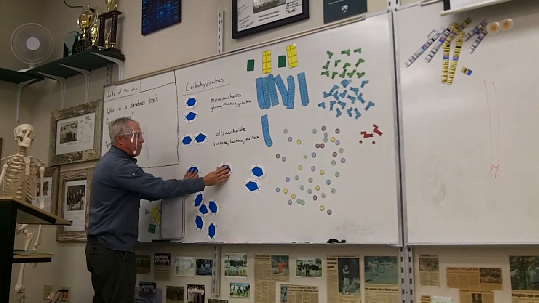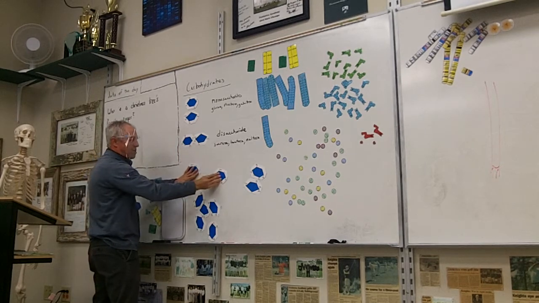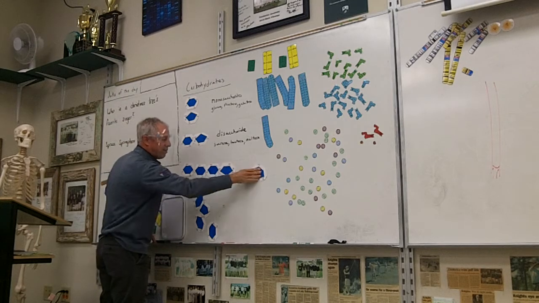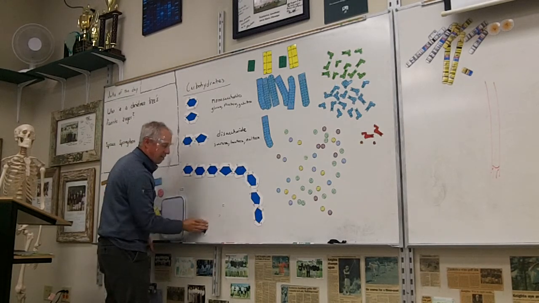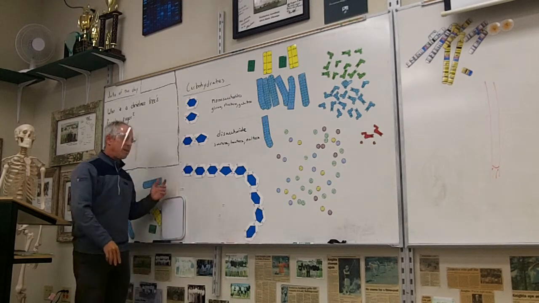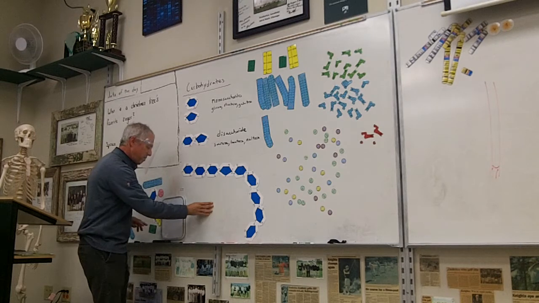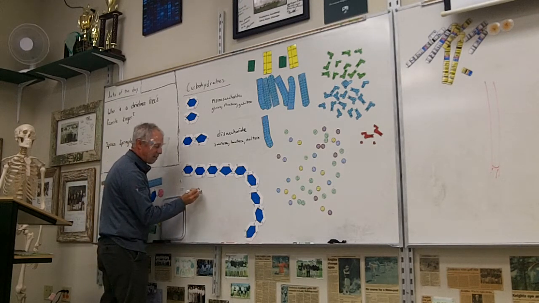Now, what if we hook together many of these monosaccharides in just a long chain? One after another, after another. We can make a very large molecule, can't we? There's almost no end to the size of the molecule we can make. What is this big thing called? Polysaccharide.